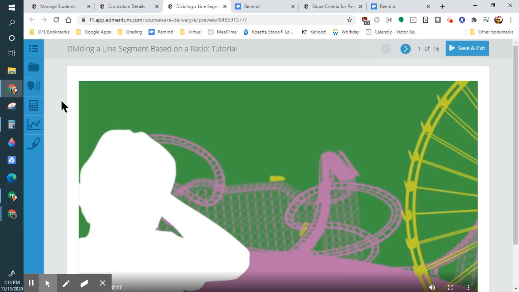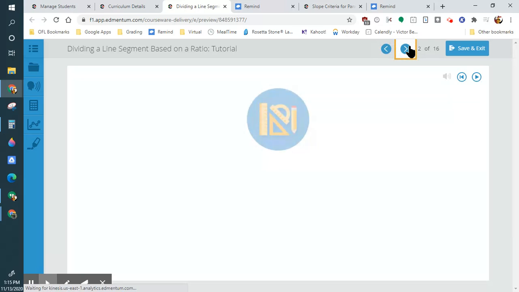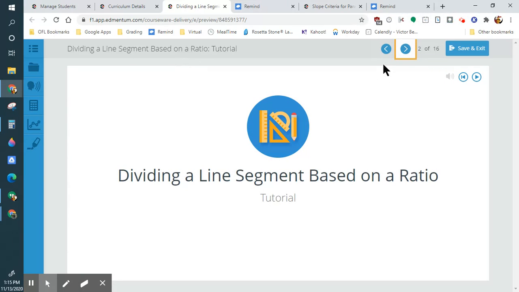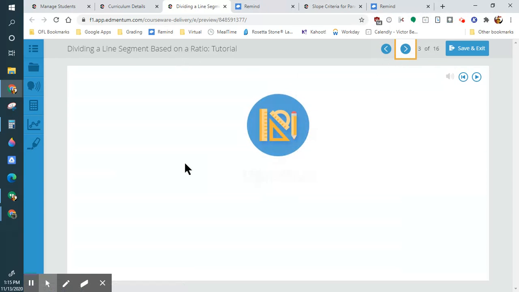All right, so this is a very short tutorial, however, it's still very important. Dividing a segment based off of ratio. So this has to do with fractions, a lot of fractions. So whenever you hear that term ratio, that usually means you're doing some type of fraction.